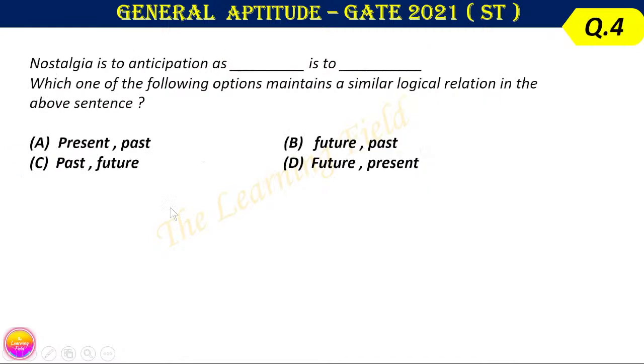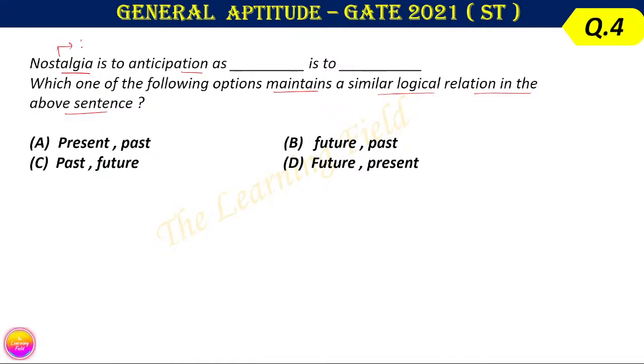Now going to the next question. The next question is question number 4. It says: nostalgia is to anticipation as dash is to dash. Which one of the following options maintains a similar logical relation as in the above sentence, okay. So first we have to know the meaning of these two words. One is nostalgia, okay. We all know the meaning of this word, because we are very familiar with it.